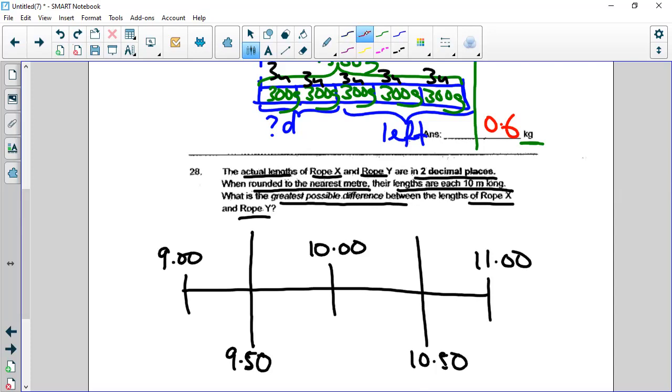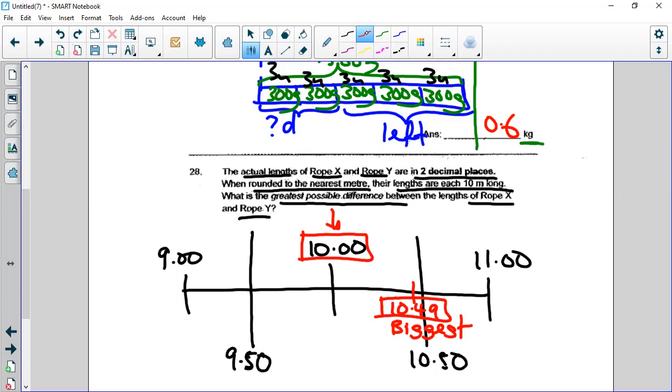So look at the number line. What is the greatest possible difference between these 2 lengths? When you round off to the nearest meter, their lengths are each 10 meters. Can you find the biggest number? The biggest possible number is 10.49. This is your biggest actual length. When you round this to the nearest meter, that'll be 10 meters.